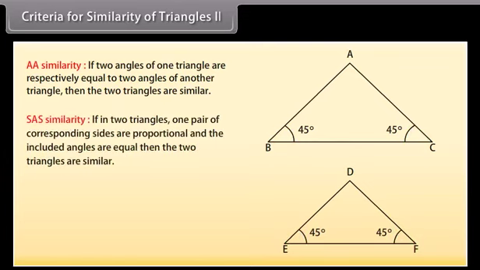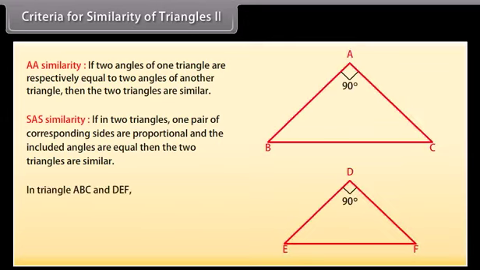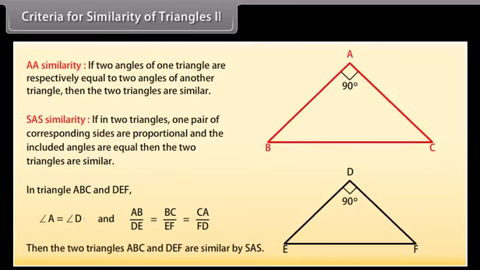SAS similarity. If in two triangles, one pair of corresponding sides are proportional and the included angles are equal, then the two triangles are similar. In triangles ABC and DEF, angle A is equal to angle D and AB upon DE equals BC upon EF, which equals CA upon FD. Then the two triangles ABC and DEF are similar by SAS.